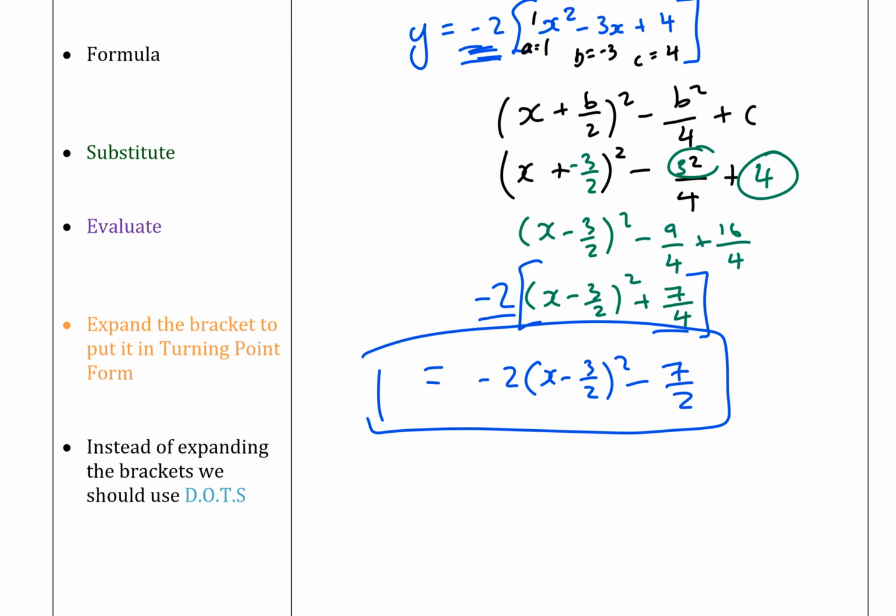I could further this by using dots. If I kept the negative 2 out and I had x minus 3 on 2 squared plus 7 on 4, well, I'd see here that this is a plus and not a minus. So in this case, this expression can't be factorized any further. If it was a minus, we might be able to use difference of 2 squares.